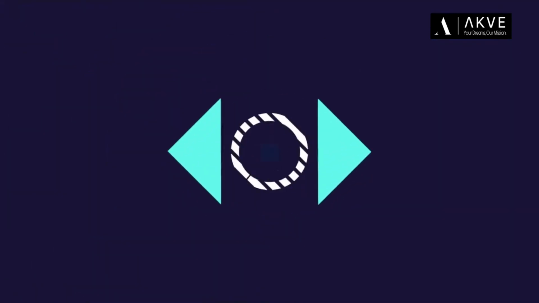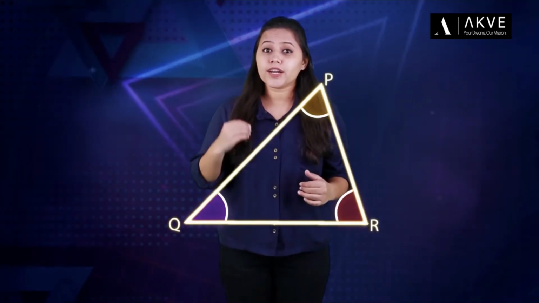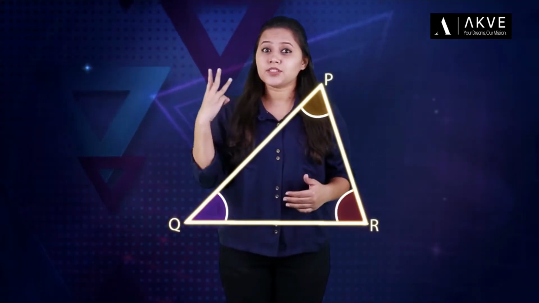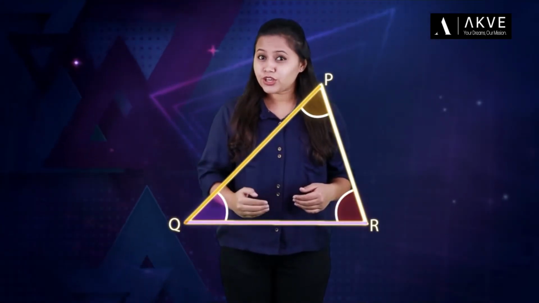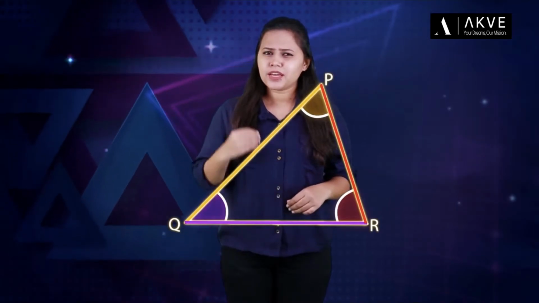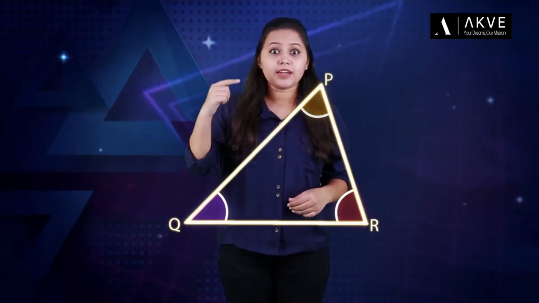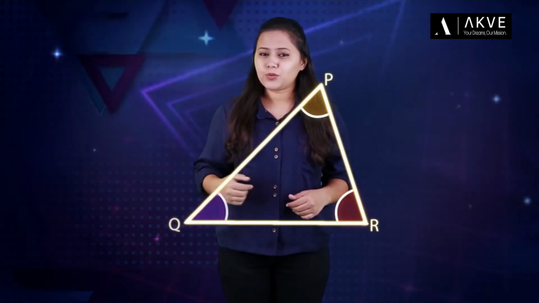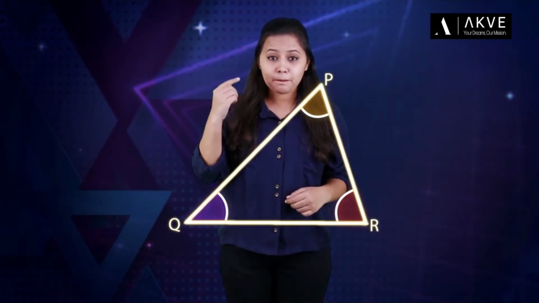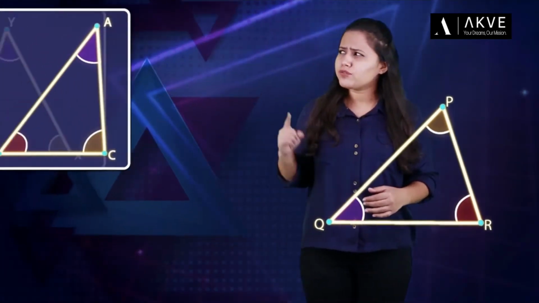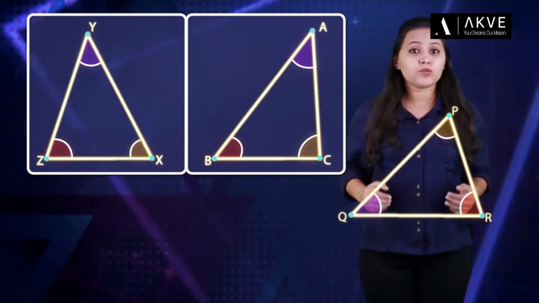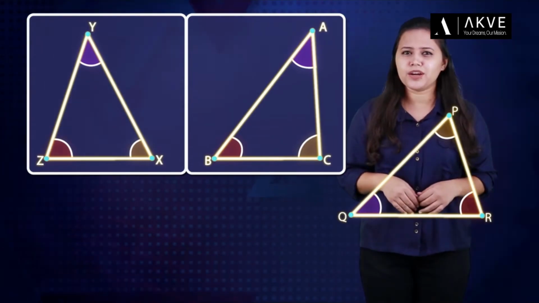Let us see. Look at this triangle PQR. We have already learned that a triangle has 3 sides, in this case PQ, QR and RP, 3 angles, angle P, angle Q and angle R, and 3 vertices P, Q and R. Now, out of these 2 triangles, which one is congruent to triangle PQR?